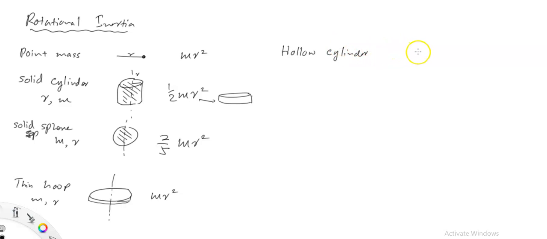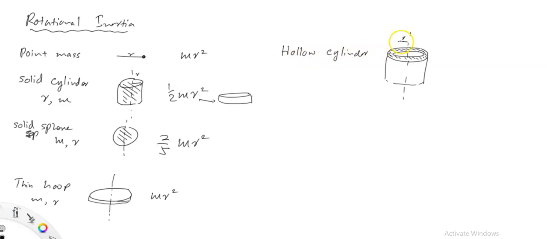So it is something like this. There's a cylinder, but inside is empty, right? You get the point. So this is where all the mass is. It's like a tube. So for something like this, there has to be two radii, right? The inner radius and the outer radius.